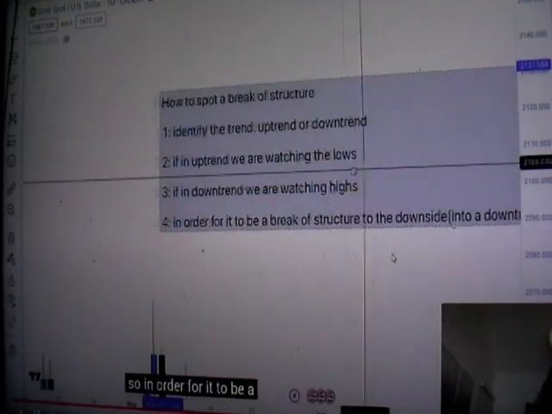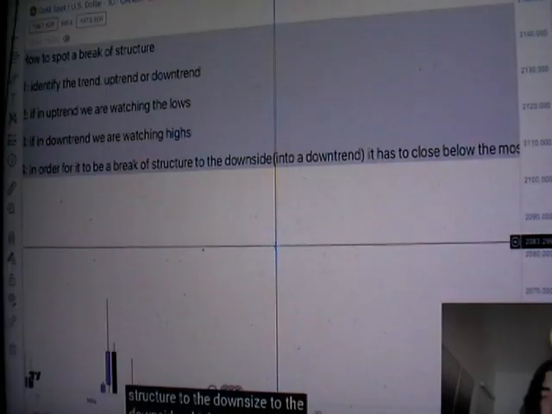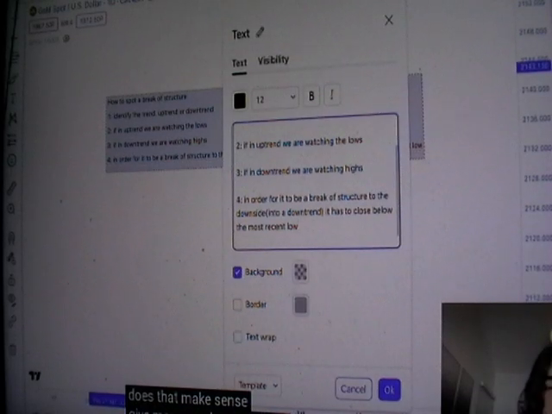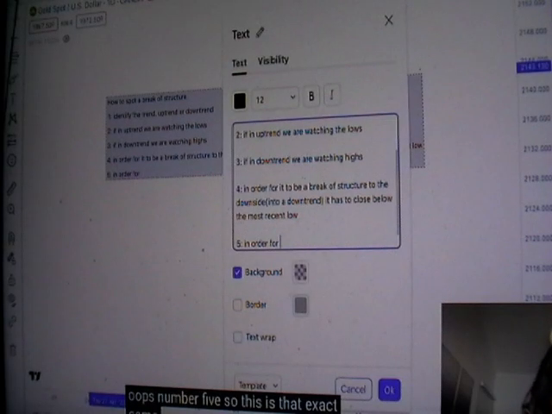In order for it to be a break of structure to the downside, which means it is turning from an uptrend into a downtrend, it has to close below the most recent low. Does that make sense? Give me a nod. Yes? Yes. Okay? Number 5. So it's the exact same, just opposite.